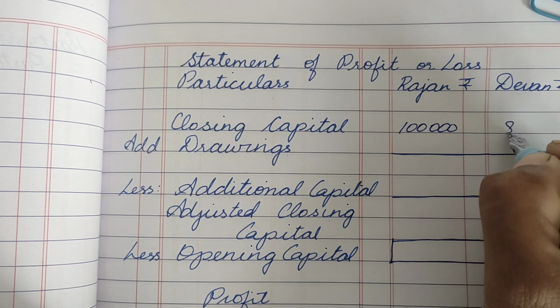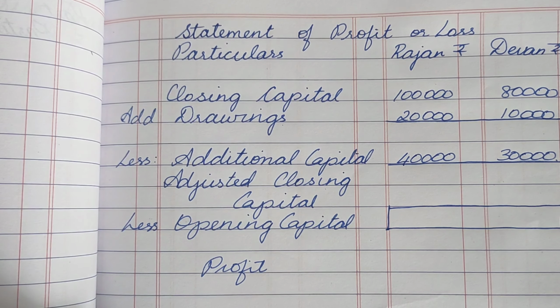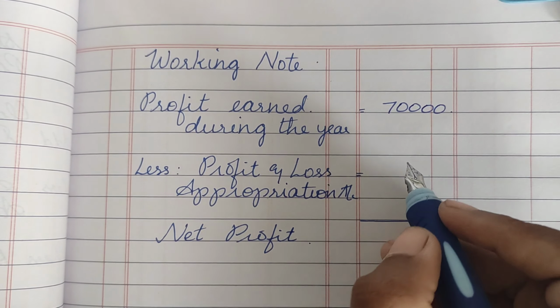Now for the remaining, I do not know the opening capital, so I'm going to box it up. And the profit, they have given completely together, that is 70,000, so we have to divide the profit among the partners. But the small twist in this sum is that there is a profit and loss appropriation account on the liability side. So we are going to open a working note for the profit and loss appropriation to be adjusted with the profit. Simply, profit 70,000 minus the profit and loss appropriation gives us a net profit of 30,000.